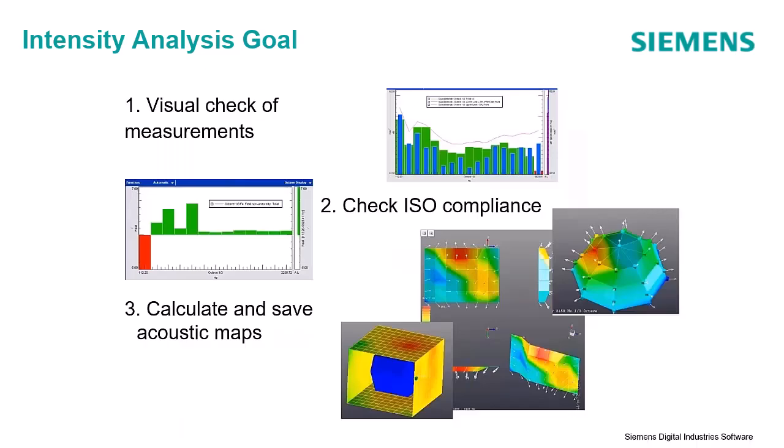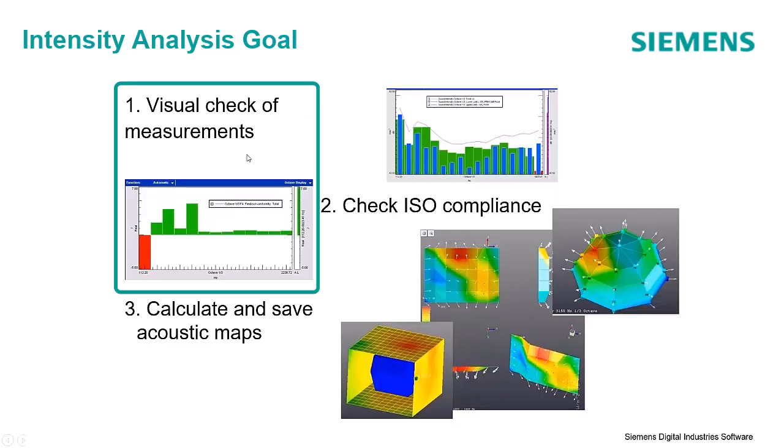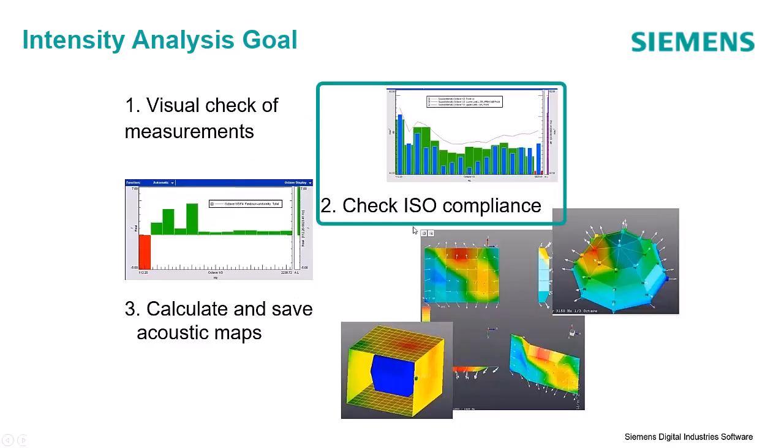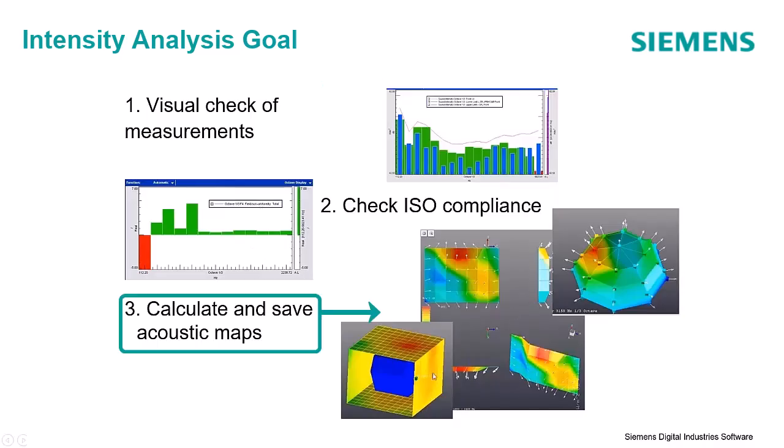Once you measure this data, then we go through the sound intensity analysis, where you can do this visualization of the data measurements to check the data quality. And you can check whether the data is compliant with the ISO standards. The field indicators are calculated automatically, and then you'll be able to see them. And then also you'll be able to generate these acoustic maps to identify the hotspots and do the sound power calculations and so on.